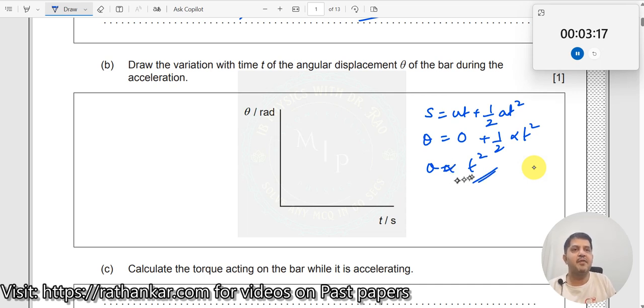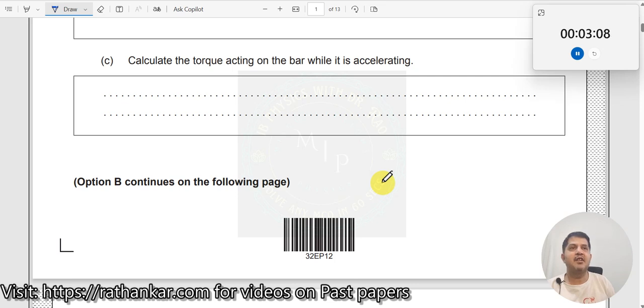Which means what kind of curve? Parabolic curve. So you should get a curve like this over here. That's it. Okay, next. Calculate the torque acting on the bar while it is accelerating.